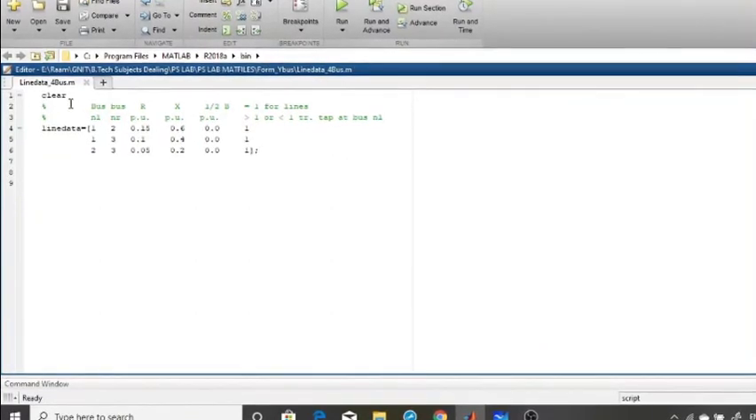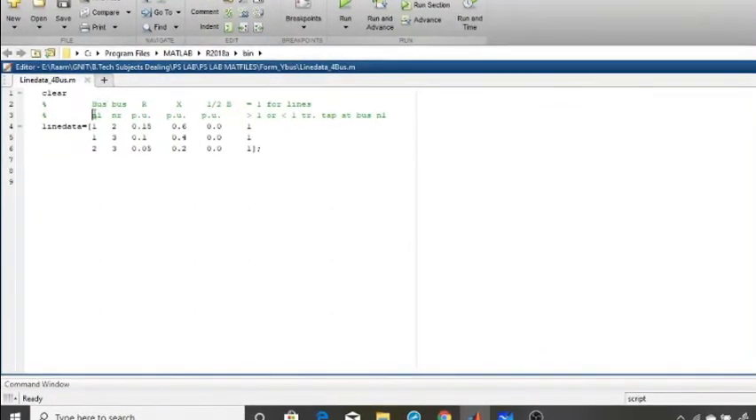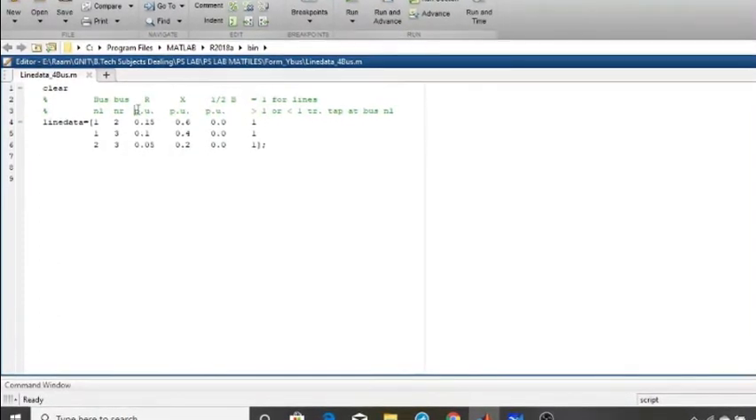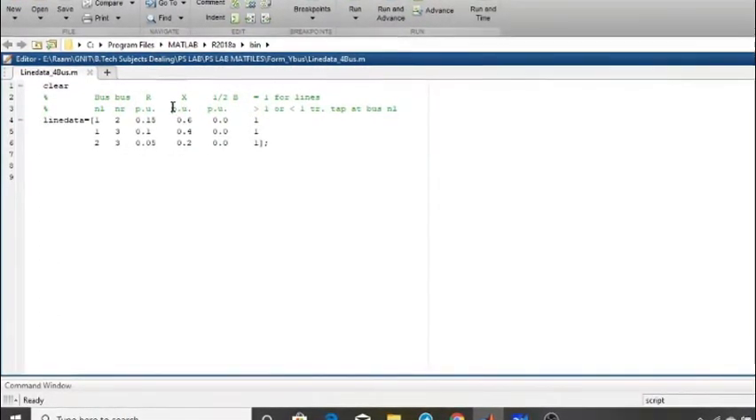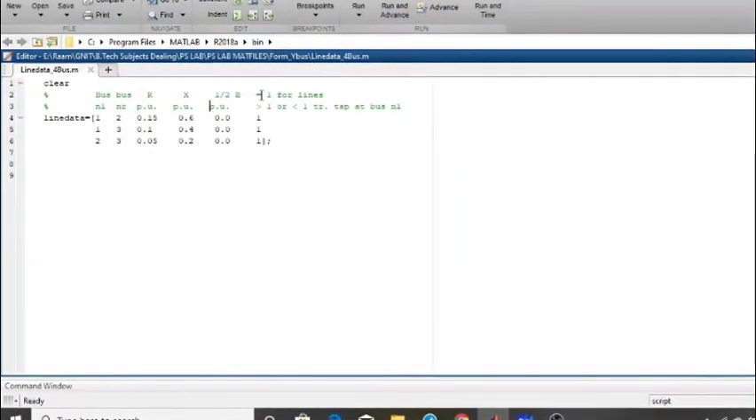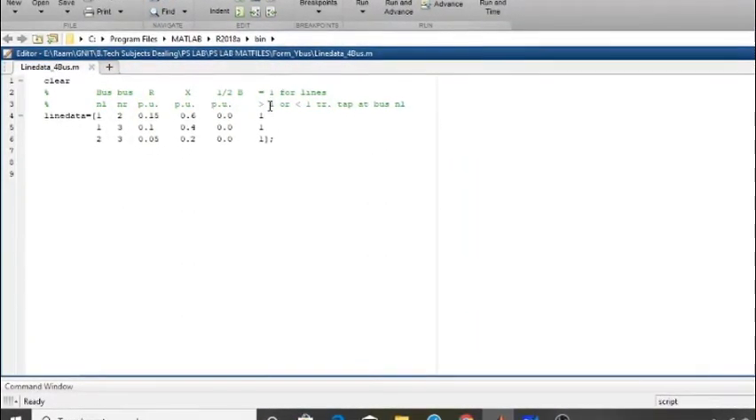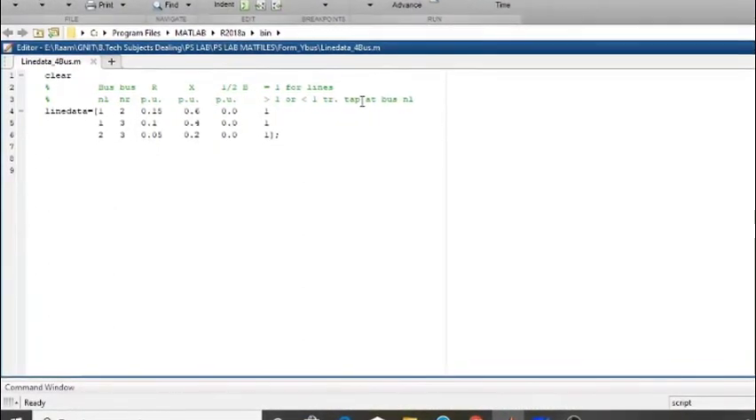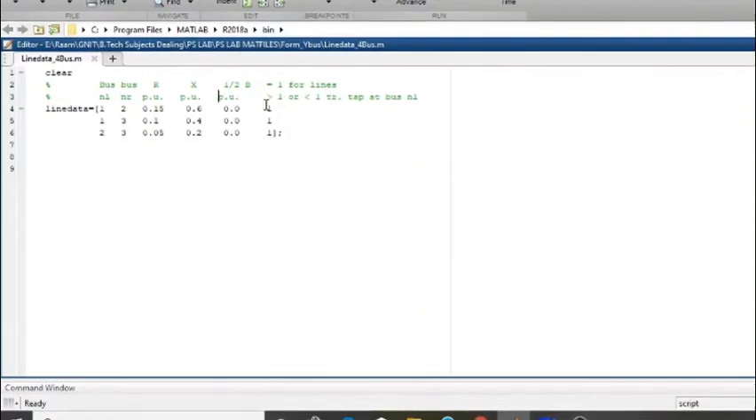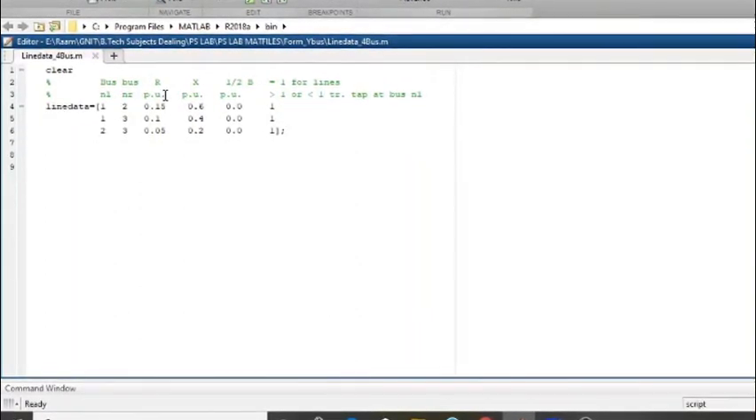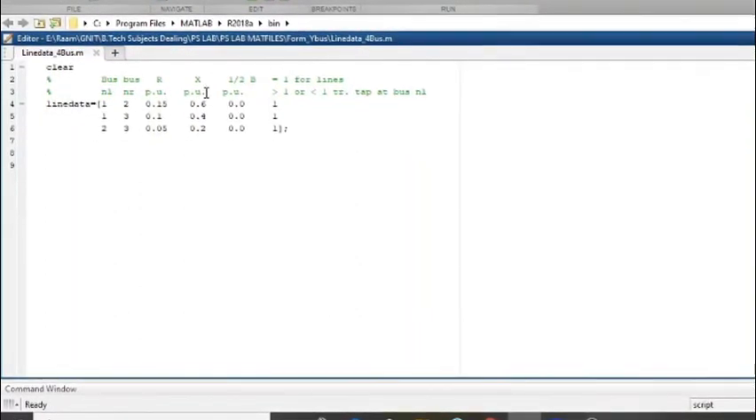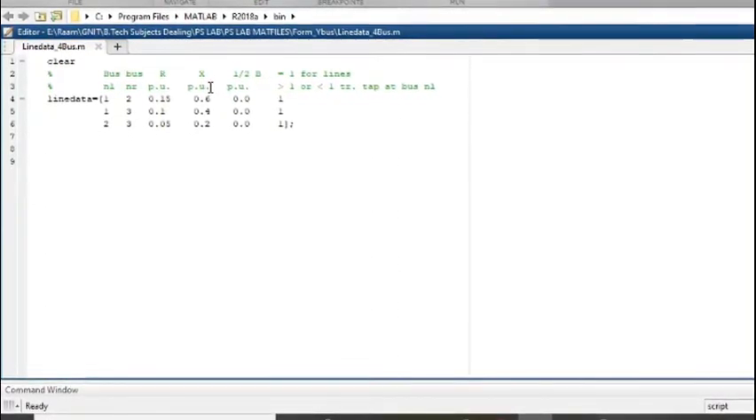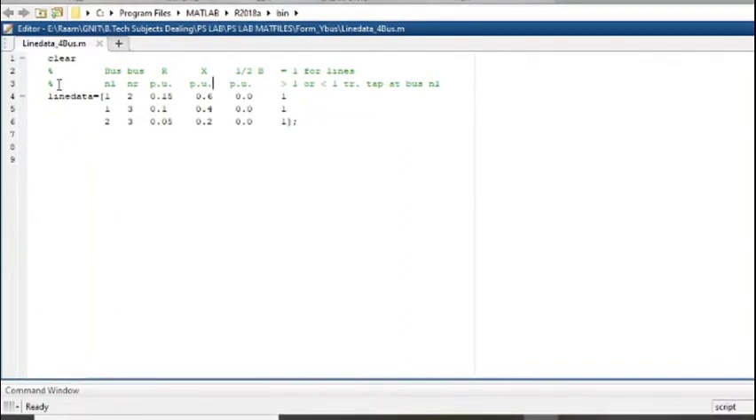So percentage: bus NL, bus NR, R in per unit, X in per unit, susceptance in per unit, equal to 1 for lines, and greater than or less than 1 for percentage tapping, that is transformer tapping. If you want to present in terms of per unit, you can write it down. If it is an actual value or per unit value, no problem, because these are only comments.